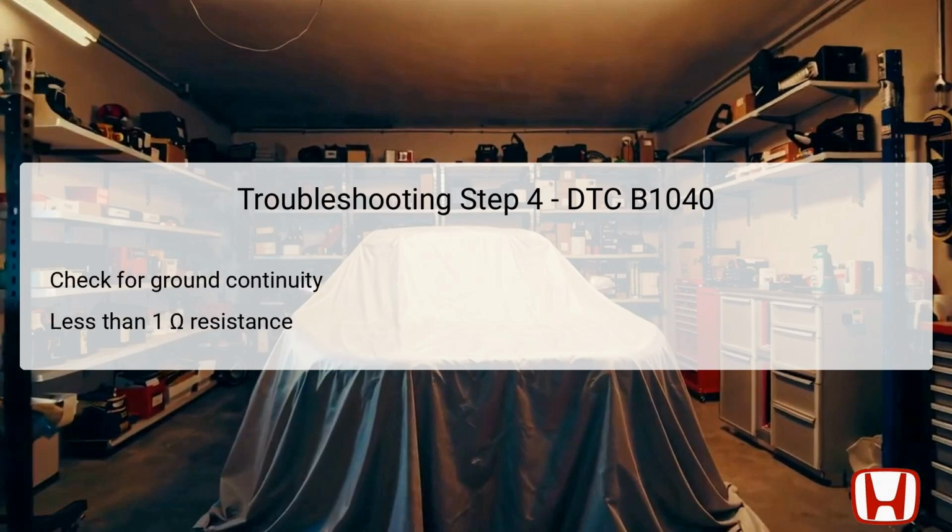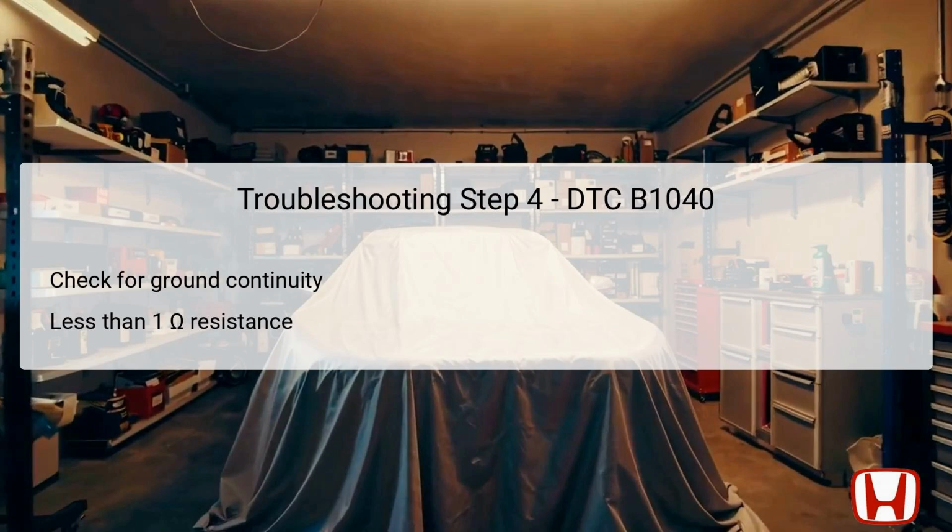In this troubleshooting step, we assess ground continuity within the system. A reliable ground connection is essential for electrical components to function correctly. Measure the resistance of the ground wire, looking for values less than 1 ohm to indicate a proper ground connection that is solid and reliable.